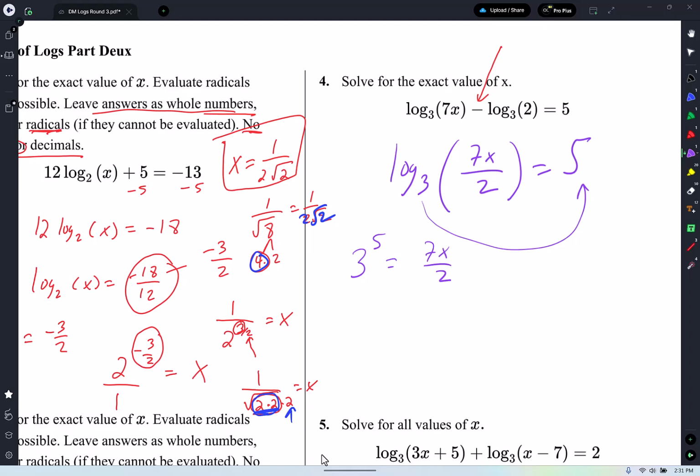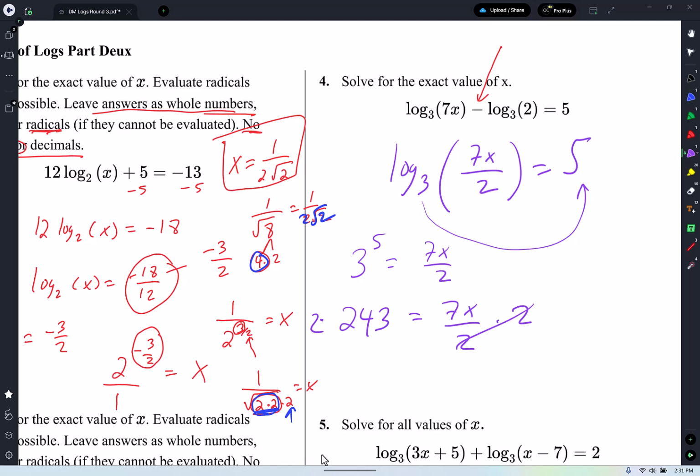Let's see if I can do 3 to the power 5. 3 times 3 is 9. 9 times 9 is 81. 81 times 3, oh, dang it. What is it? 243. Okay, I'm going to trust. 243 equals 7x over 2. Multiplied by 2. Multiplied by 2.